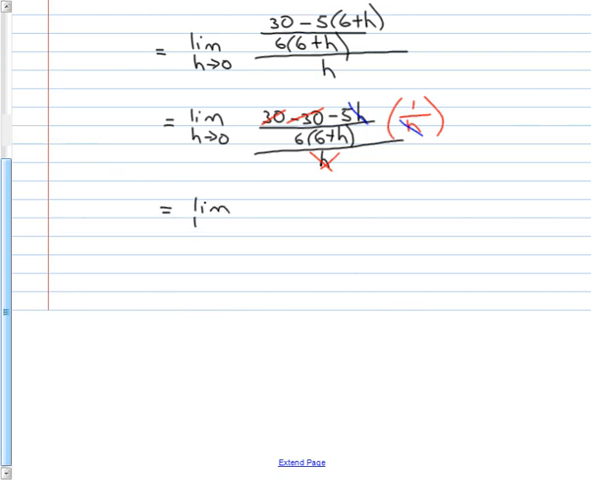Let me write my next line. The limit as h approaches 0, I just have negative 5 on top over 6 times 6 plus h. And if h is 0, I can now put a 0 there. 6 plus 0 is just 6. 6 times 6 is 36. Negative 5 over 36. That is the derivative for the instantaneous velocity. Negative 5/36 units per second, or whatever they were measuring.